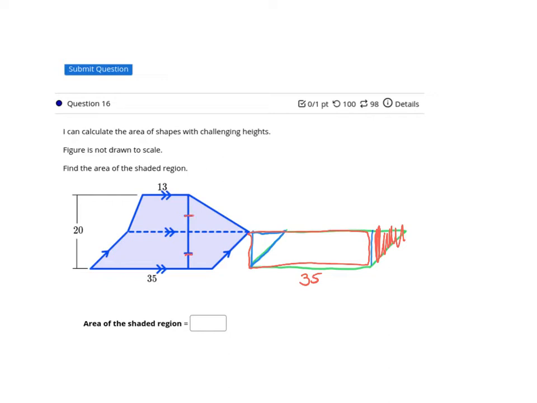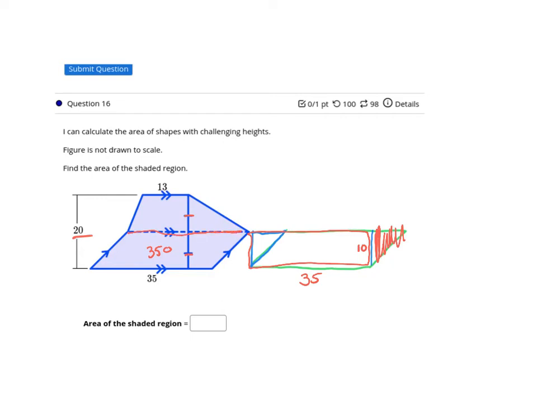These two marks mean that those are the same length. So if this whole side here is 20, that means that this side here is 10. So to find the area of the parallelogram, I would take 35 times 10, which is 350. Then I just need to find the area of the trapezoid that's on top.